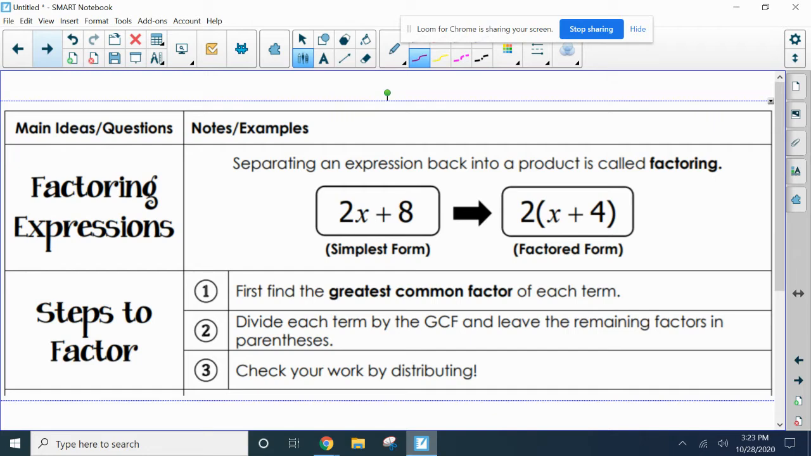All right, so in order to factor an expression, separating an expression back into a product is called factoring. So 2x plus 8 is in the simplest form. We've combined all of our like terms and done all of our distribution. But then we can go ahead and pull out the factor. Your first step is to find the greatest common factor of each term. You are going to divide each term by the greatest common factor and leave the remaining factors in the parentheses. And you can check your work by distributing that factor out.